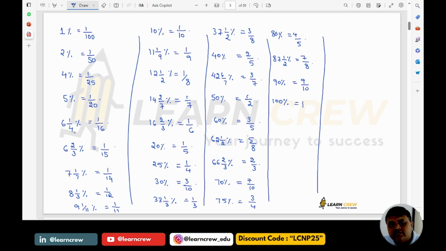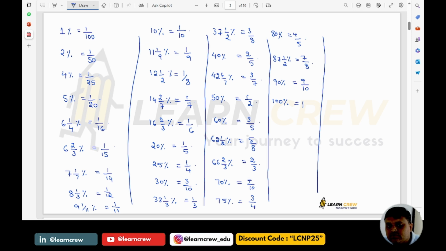And from here, 6 1 by 4 means 6.25%. 6.25 by 100 is 1 by 16. 6.25's double is 12.5, 12 and a half. So when 6 1 by 4 is 1 by 16, its double would be 2 by 16. That's why 2 by 16 means 1 by 8. So 12.5 percentage is 1 by 8. Very, very important. 12.5 percentage is 1 by 8.